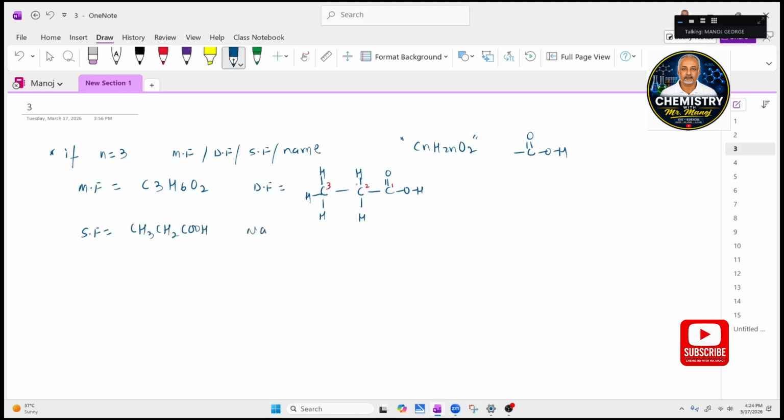And how do we name it? Now I have a 3 carbon situation, so I'm just going to say propanoic acid, and we're done. Any questions? Everyone is okay?